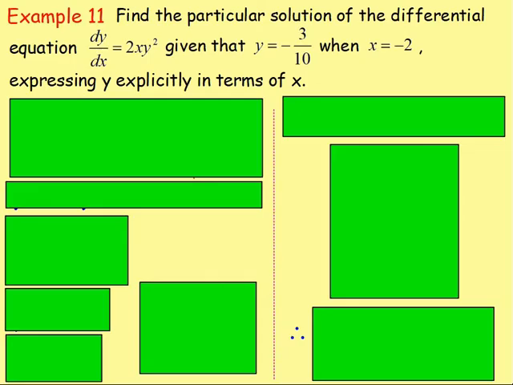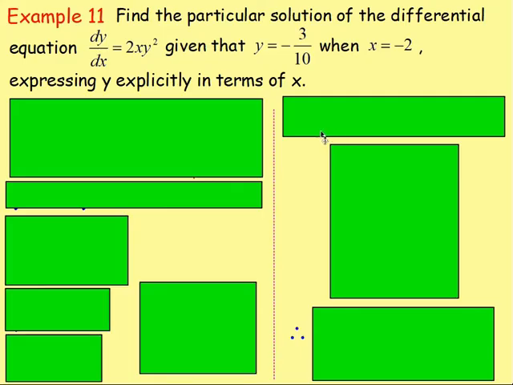Example 11, find the particular solution of the differential equation dy by dx equals 2xy squared, given that y equals negative 3/10 when x equals negative 2, expressing y explicitly in terms of x. So the first thing again, how do you solve this differential equation?